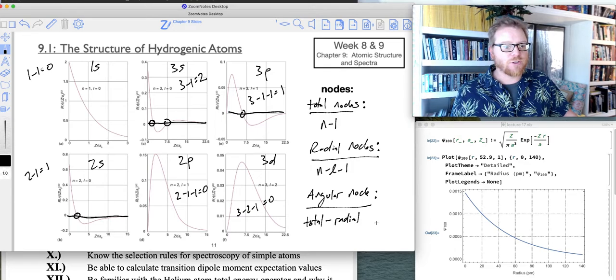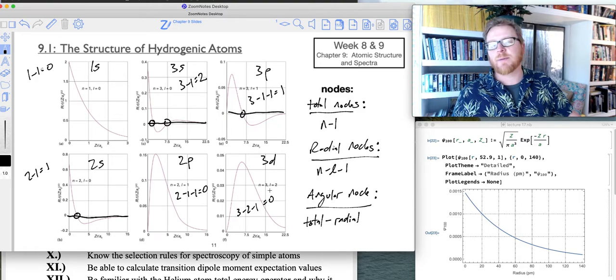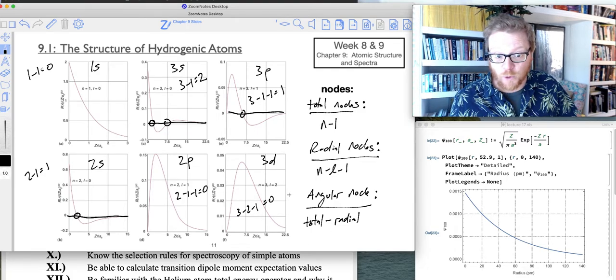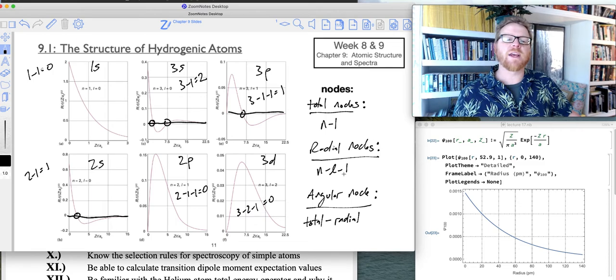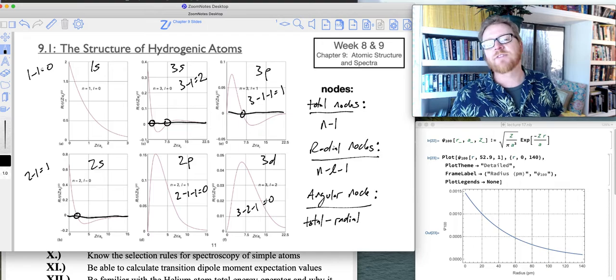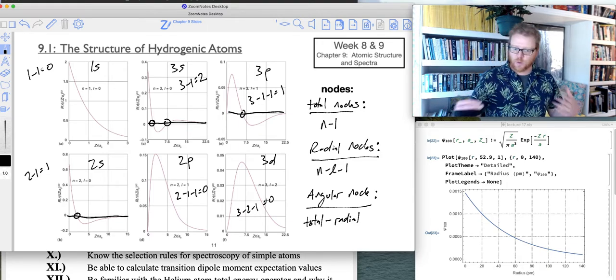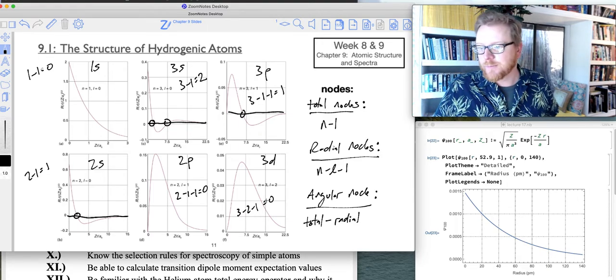So, for example, are there any here? These are all showing me pretty good stuff. Let's talk about 3d for just a second. We have 0 radial nodes, but because n is equal to 3, it should have 2 total nodes. Because it has 0 radial nodes, we know that 3d will have to have 2 angular nodes, and we're going to have to observe those on an angular graph.